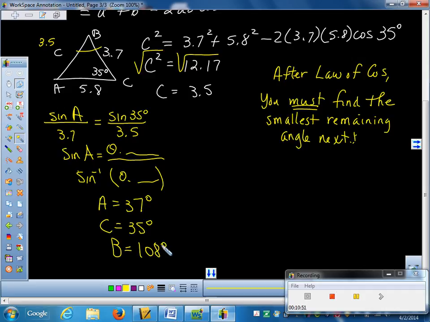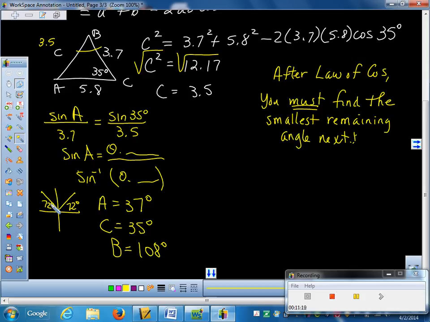If you had done law of sines to solve for angle B, you would have gotten an answer of 72 degrees, because your calculator would have spit out a first quadrant answer. You don't know whether you are in the first quadrant or the second quadrant with 72. So it's always going to be the supplementary angle.